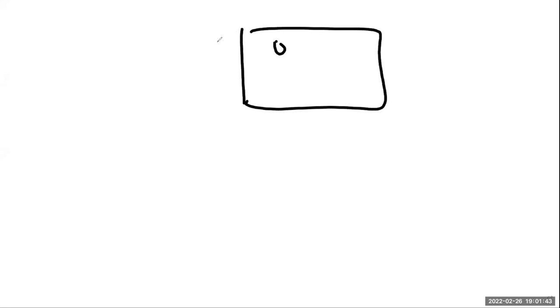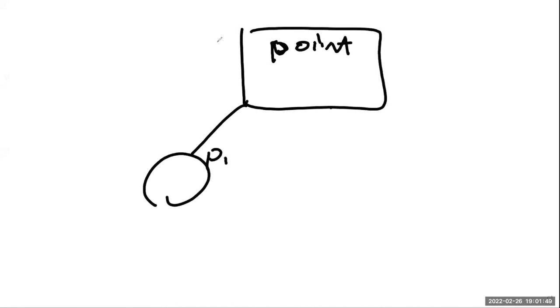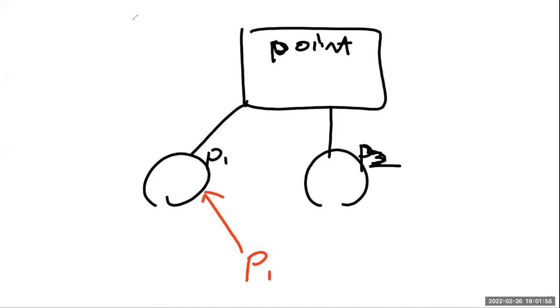So you have the point class. You create a P1. You create a P2, and you also have P3 pointing to P1's location. Okay, that's what we have so far.